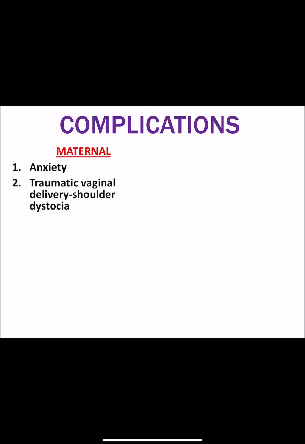Now, the complications of post-date pregnancy can be divided into maternal and fetal complications. The maternal complications include anxiety, of course, because the pregnant woman and her family will be anxious about the fate of pregnancy. There will be traumatic vaginal delivery and sometimes shoulder dystocia due to a big or macrosomic baby. Increased incidence of cesarean section, again due to oligohydramnios and increase in the weight of the baby. And finally, there will be a risk of postpartum hemorrhage, mainly due to trauma.